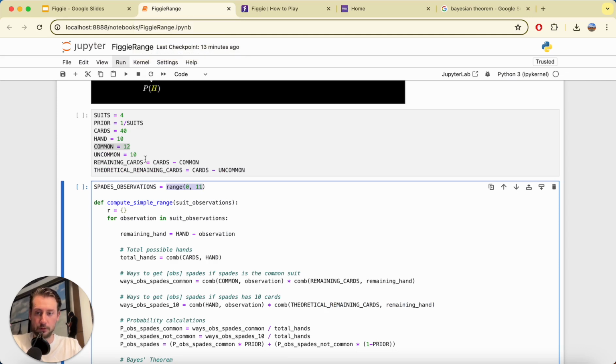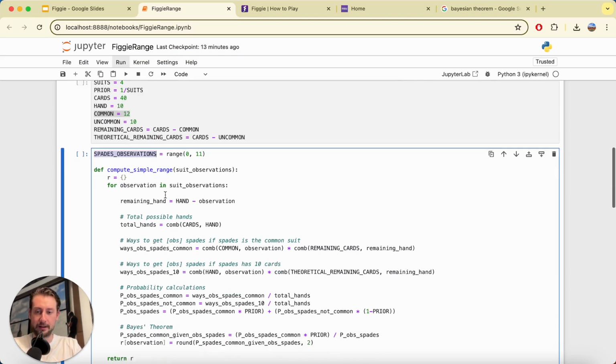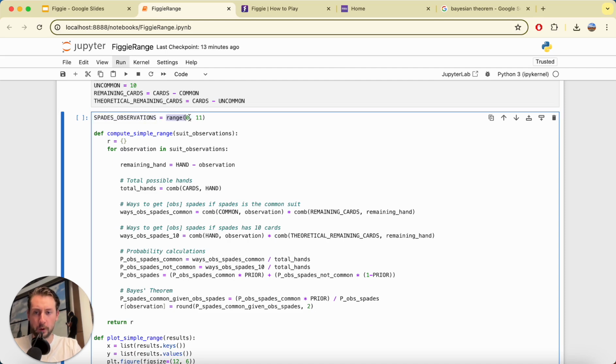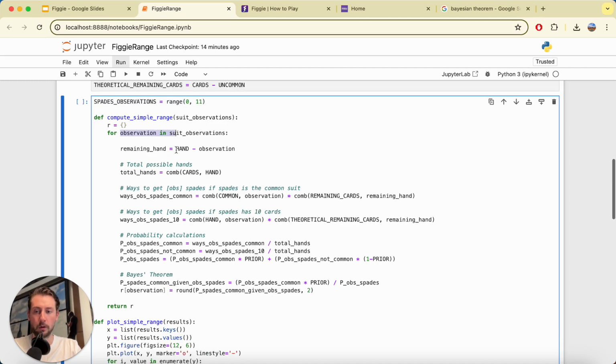And again, if you know that spade is the common suit, then you know that club is the opposite, it's the target suit. So for every observation that we have, from a range of 0 to 11, we're going to estimate these probabilities if I have 1 spade, 2 spades, 3 spades, 10 spades in my hand. So we're going to iterate on that, and we're going to compute for all of these observations.